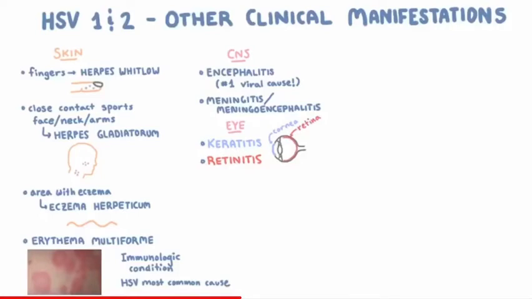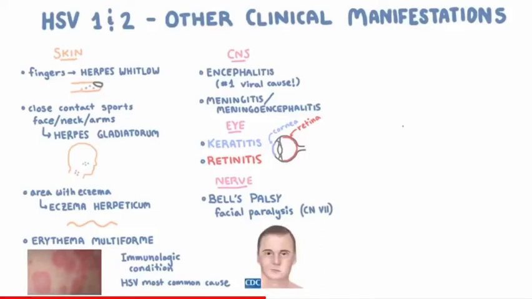Finally, another extension of the CNS, HSV can also cause Bell's palsy, and that's an acute unilateral facial paralysis caused by interference with cranial nerve 7. And that looks like this. It's often temporary, many things can cause it, but HSV, again, is probably the most common. We don't exactly know how it causes it, so we're not going to go into that.